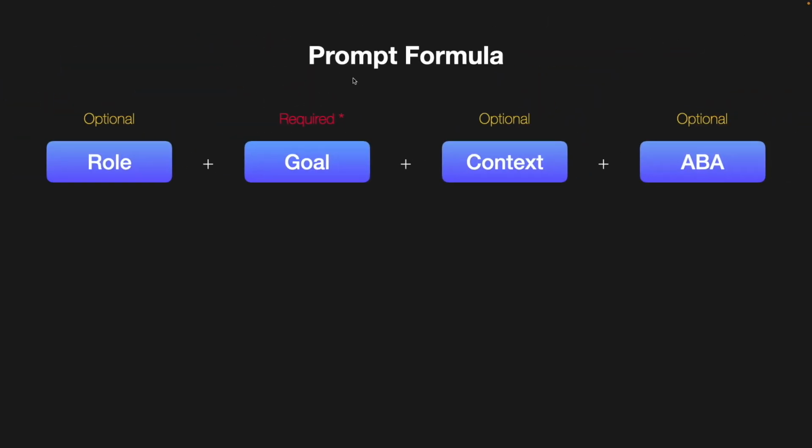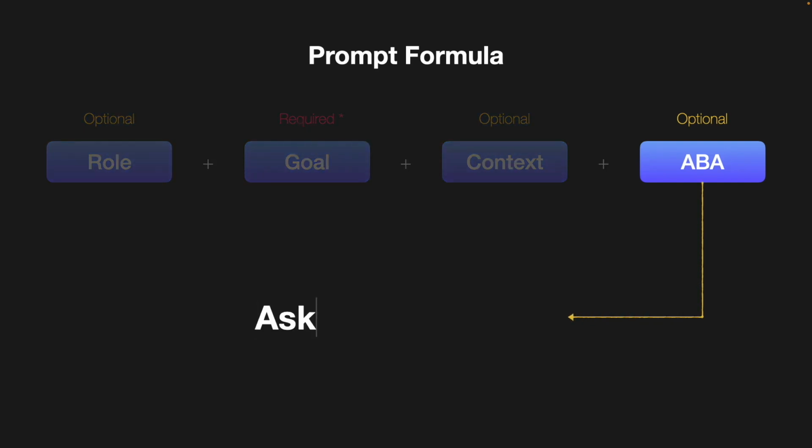All right, so here is the prompt formula that we had earlier. We talked about role, we talked about goal, we talked about context and different types of it. Now it's the last element, ABA. So let's see what it is. ABA stands for ask before answer. This part of the formula will help ChatGPT to provide higher quality responses. We are telling ChatGPT, before you answer our prompt, if you have any questions that will help you to increase the quality of your answer, ask us.